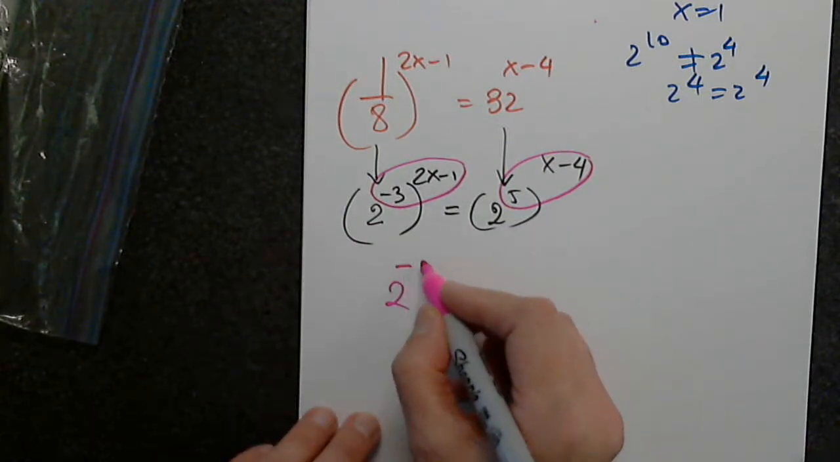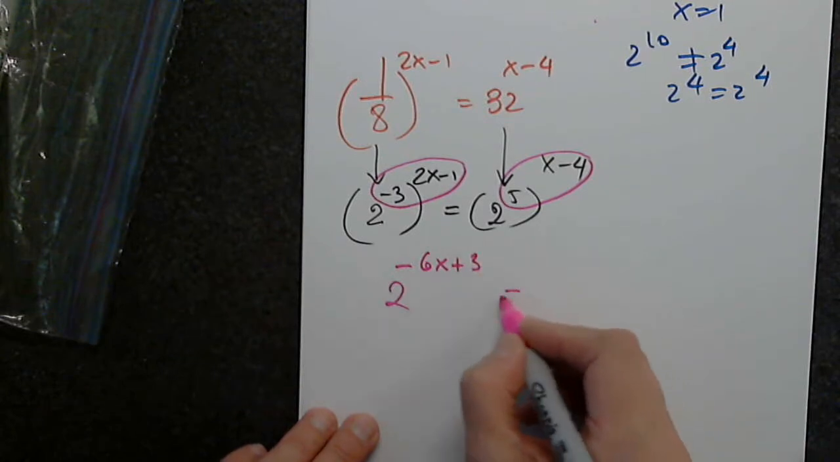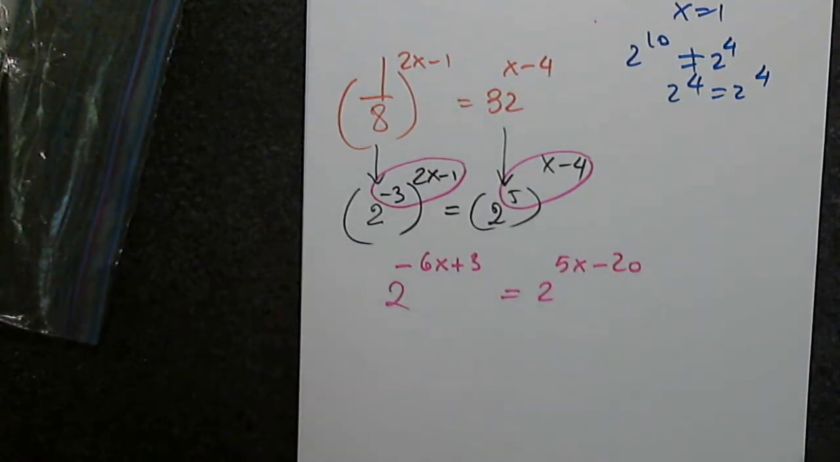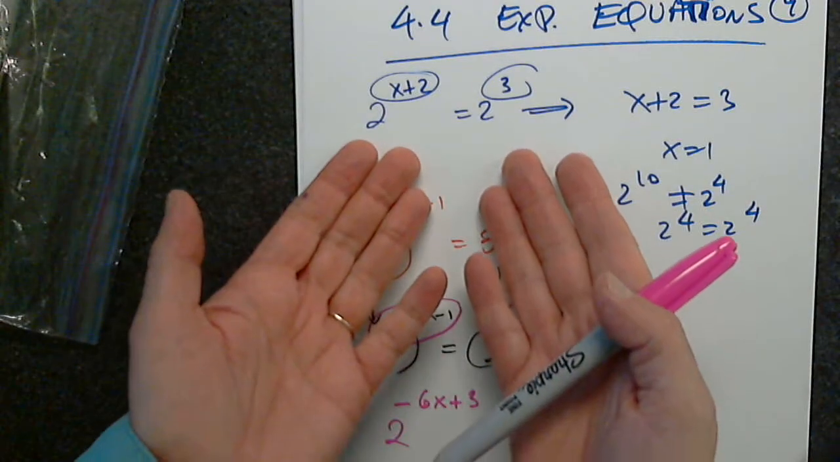Very good. Excellent. Negative 6x plus 3 to 5x minus 20. We multiply the powers. Very good. An exponential notation raised to an exponent, we copy the base, multiply the exponents. Negative 3 times 2x and negative 3 times negative 1, 5 times x and 5 times negative 4. I'm back to the same simple situation.